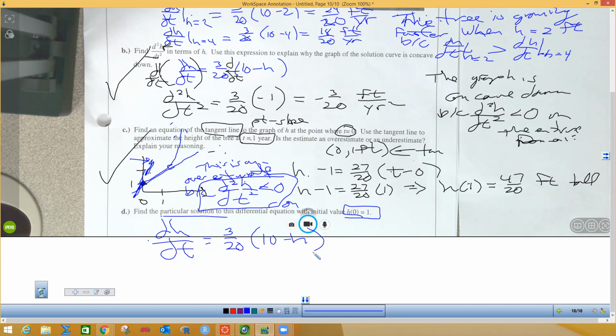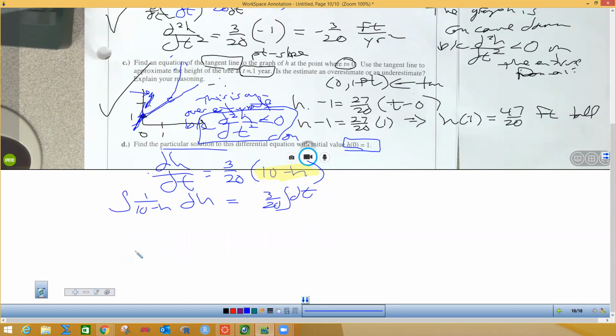Now, before we integrate, what do we have to do? Separate. What side should the h's go on? Left side, because the dh is on top. The t should be on the right. This has an h with it, so I have to get that to the other side. So I'm going to have 1 over (10 minus h) dh equal to 3/20 dt. Now I'm going to integrate both sides.